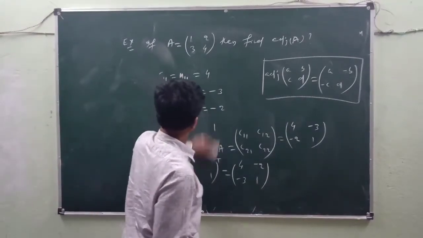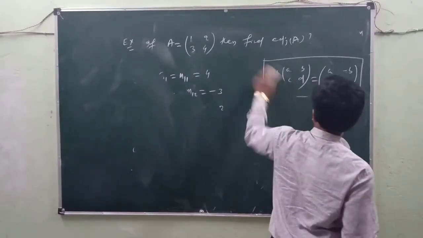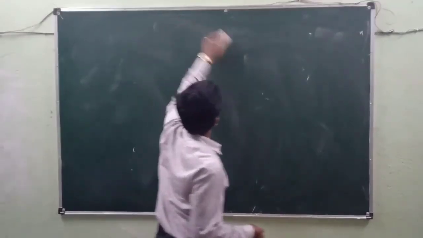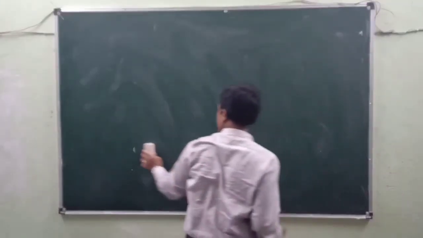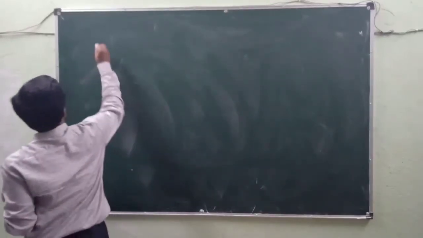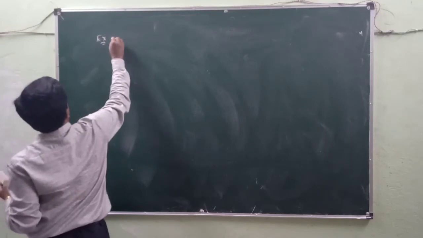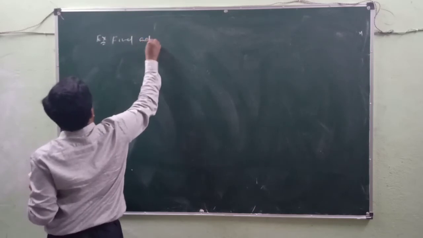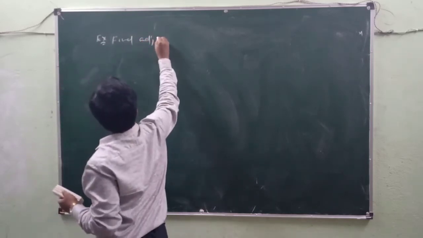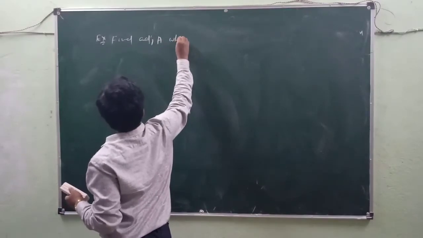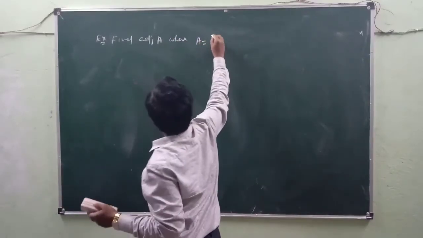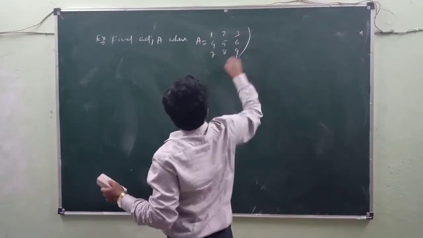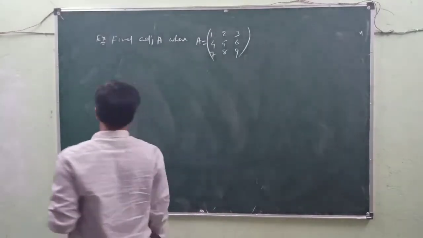Now comes finding the adjoint of a third order square matrix. Question: find the adjoint of A where A equals, suppose I write, 1, 2, 3, 4, 5, 6, 7, 8, 9. Suppose I write the matrix.